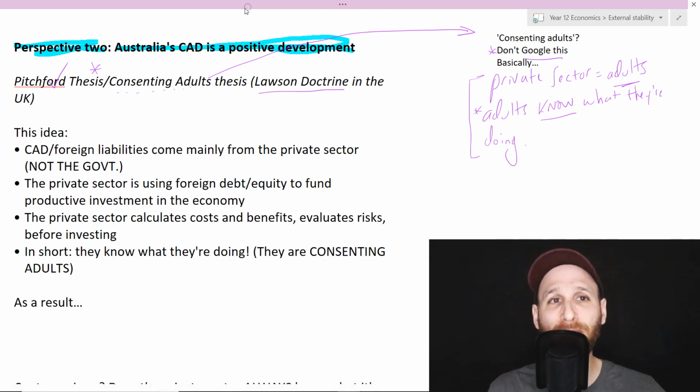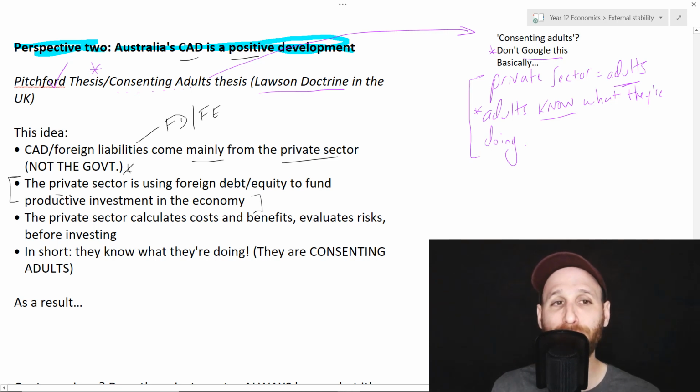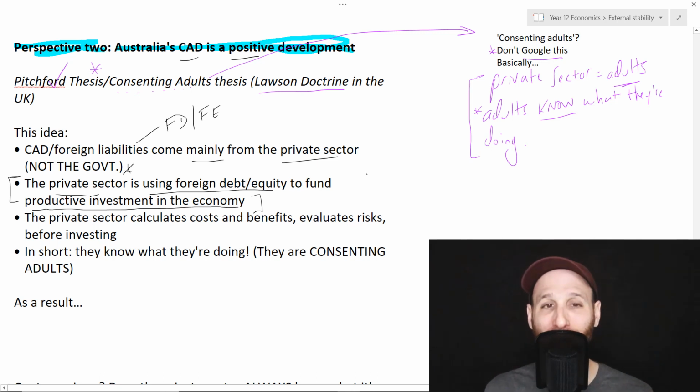Okay, so let's break this idea down. Remember, this idea is that the CAD is a positive development. So the idea here is that CAD, foreign liabilities, so we're talking here foreign debt, foreign equity, they come mainly from the private sector. So it's not a problem that is created by the government. And the thesis is based on the idea that the private sector uses these funds, this capital inflow, to create productive investment in the economy, right? So it's actually going to increase economic growth.